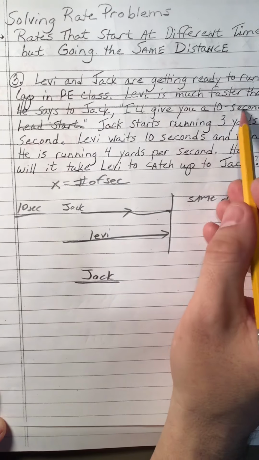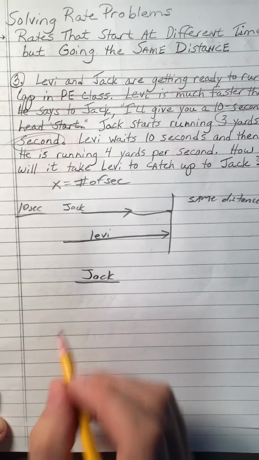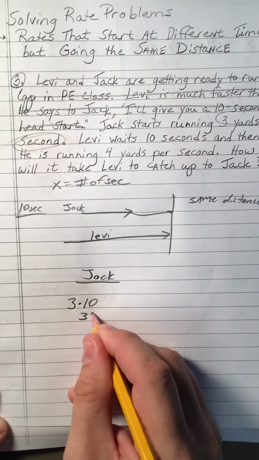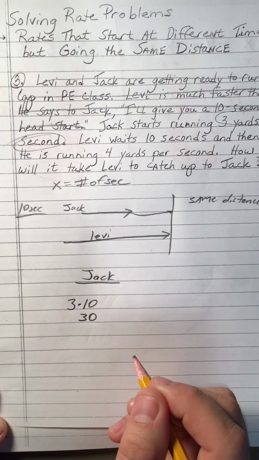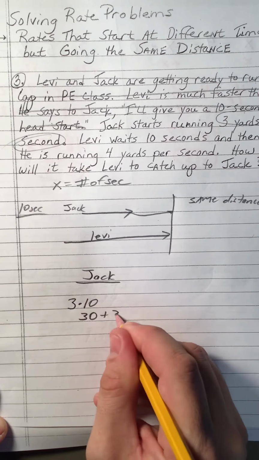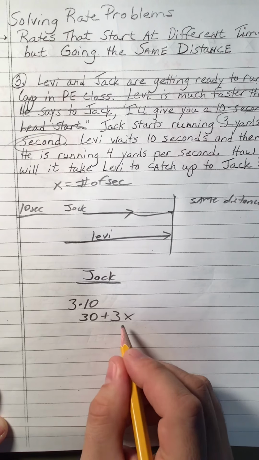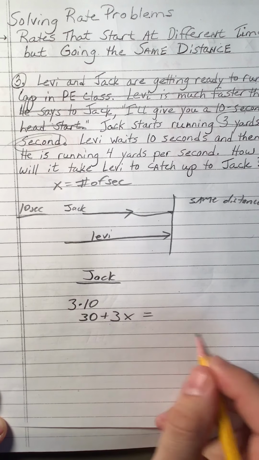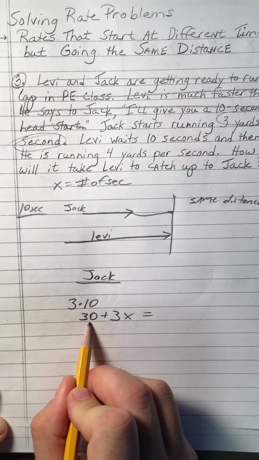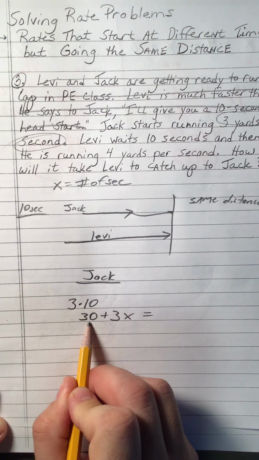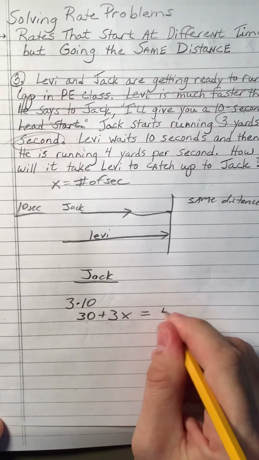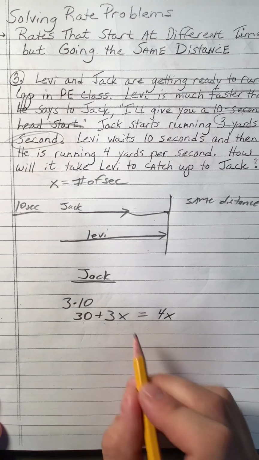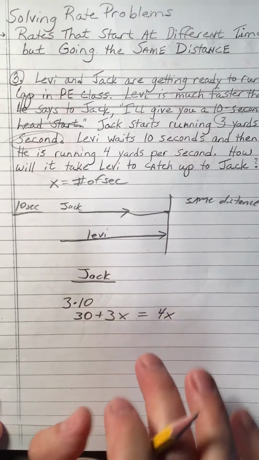How fast was Jack? He was 3 yards per second, for 10 seconds. So Jack has a 30-yard head start. And then he's going to continue to run at 3 yards per second. Levi doesn't have any head start, so he starts at 0. I don't need to add 0. But he's running 4 yards per second. So there's my equation. It's equal because they went the same distance, because Levi is going to catch him.